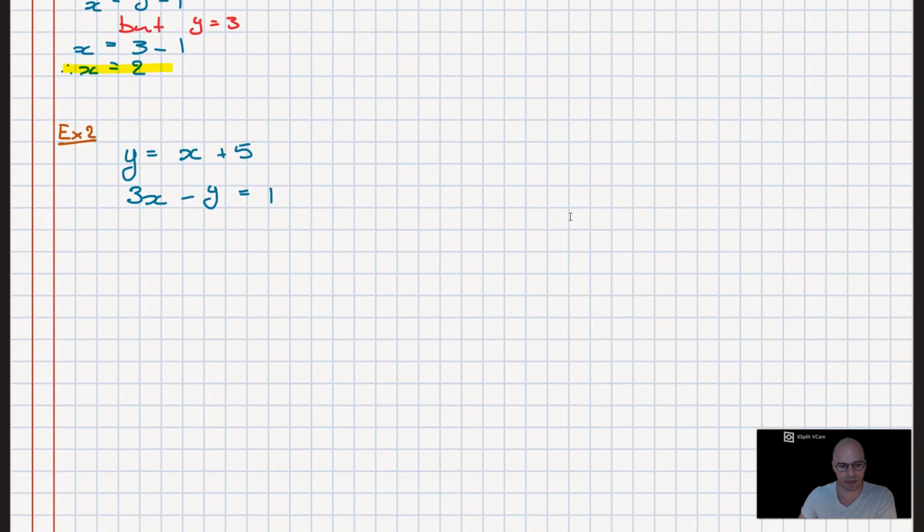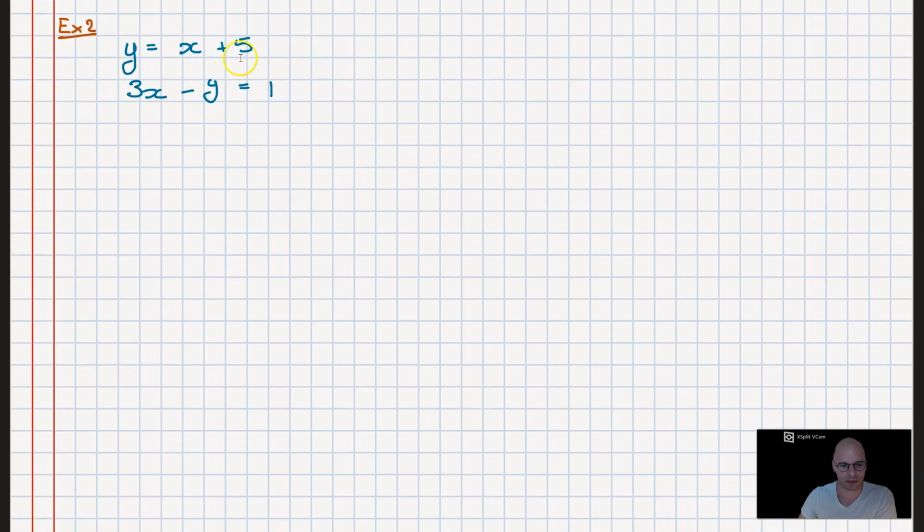What happens when we have a set of equations, or a system of equations, where there's more than one variable in each of the equations? And the answer to that is we just do exactly the same. So we label both equations, and then we need to pick an equation to work with.